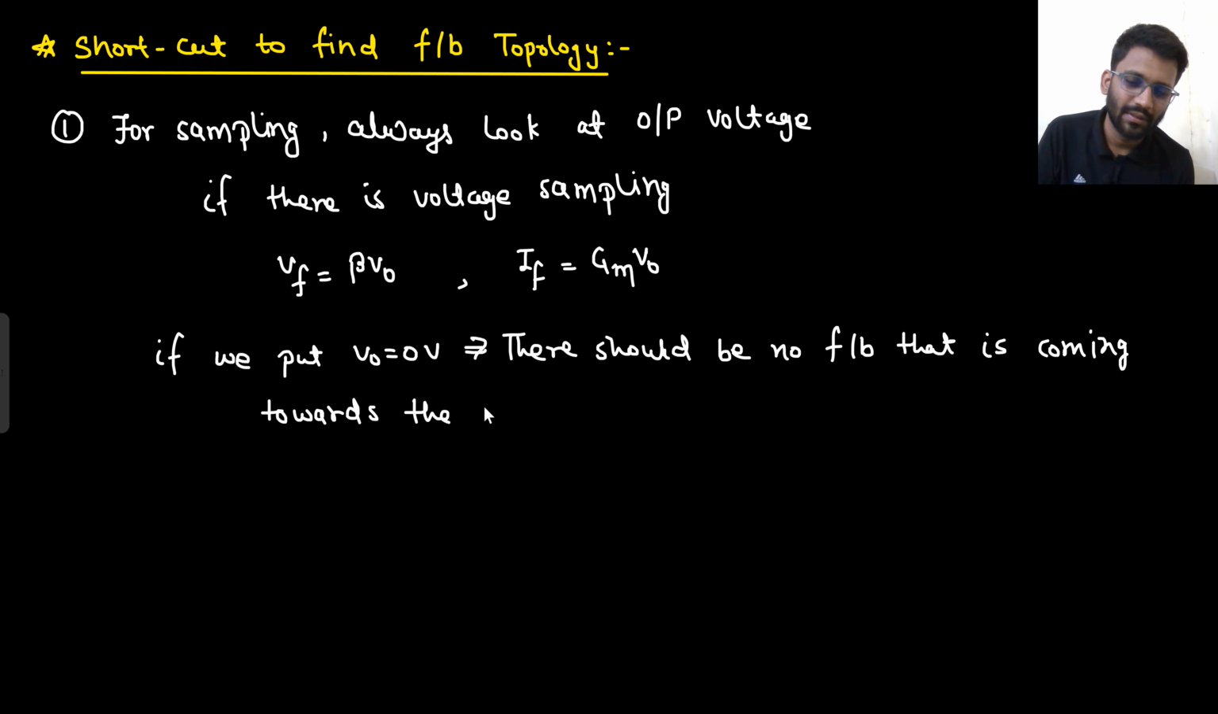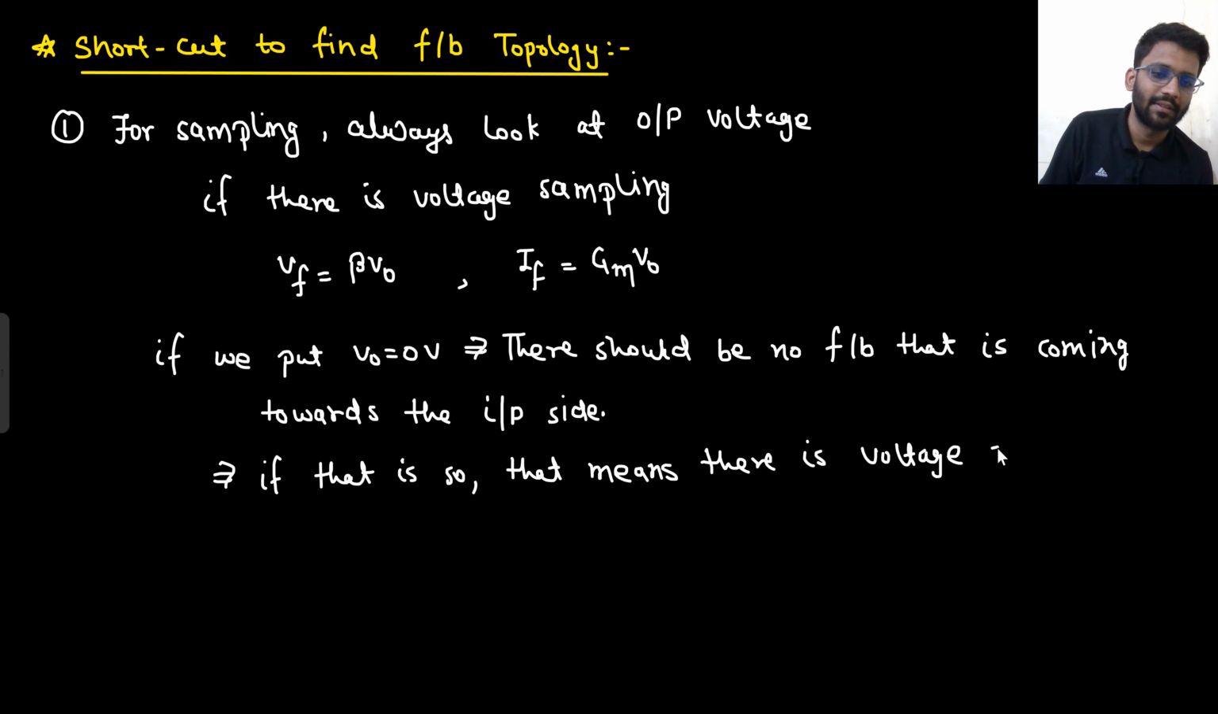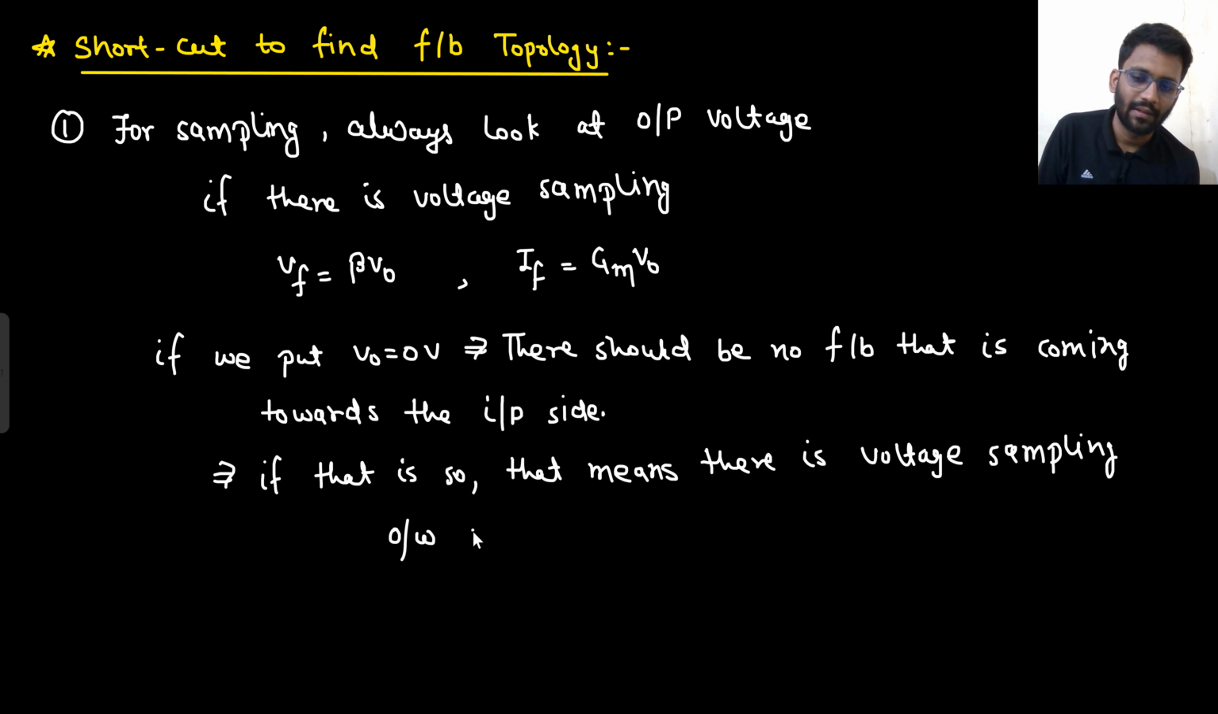Input towards the input side. If that is so, that means there is voltage sampling. Otherwise, current sampling.